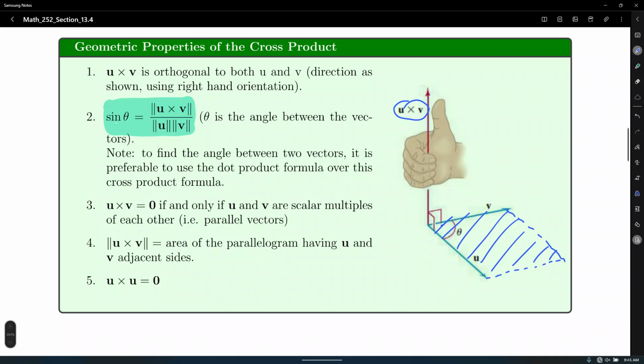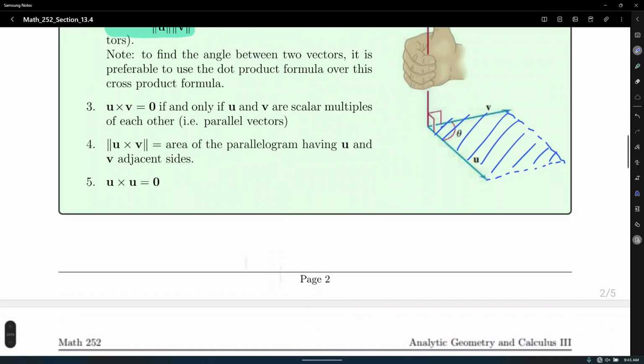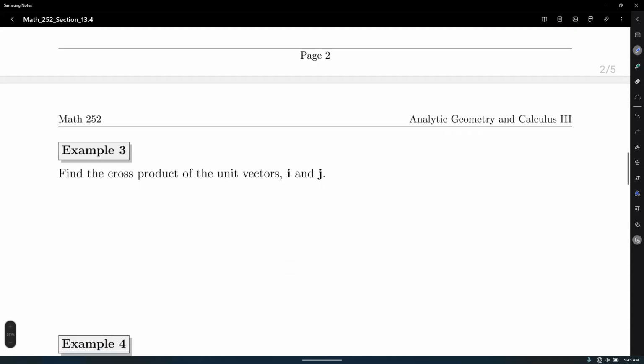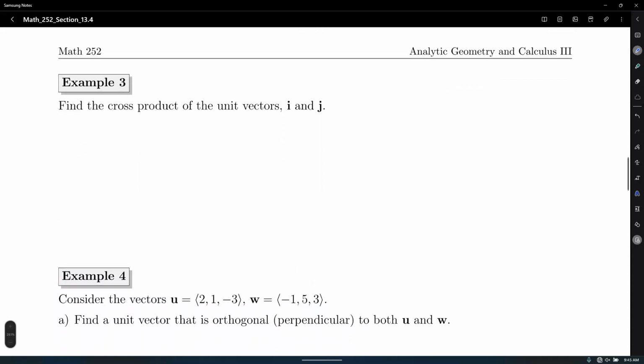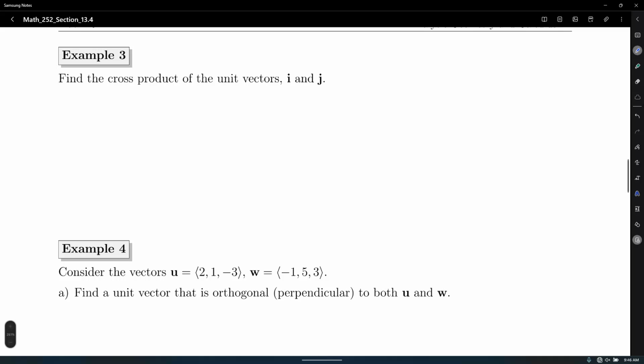Okay. All right, so before getting into the applications of the cross product, let's have a look at a pretty cool pattern here. Find the cross product of the unit vectors i and j, and then we'll see a pretty cool pattern. So number one, i equals 1, 0, 0, and j equals 0, 1, 0.